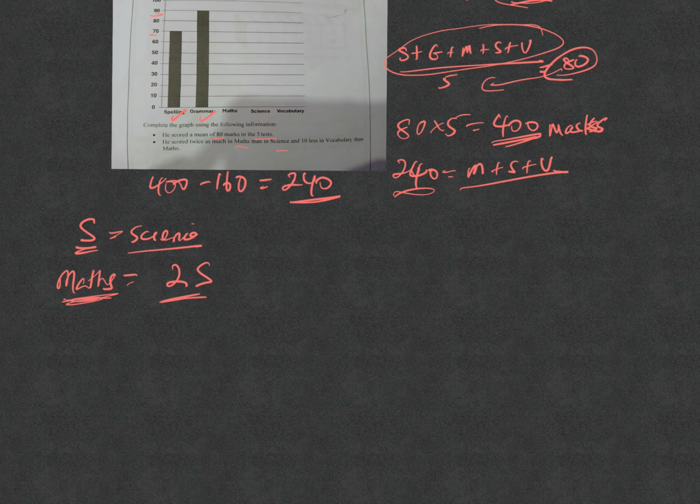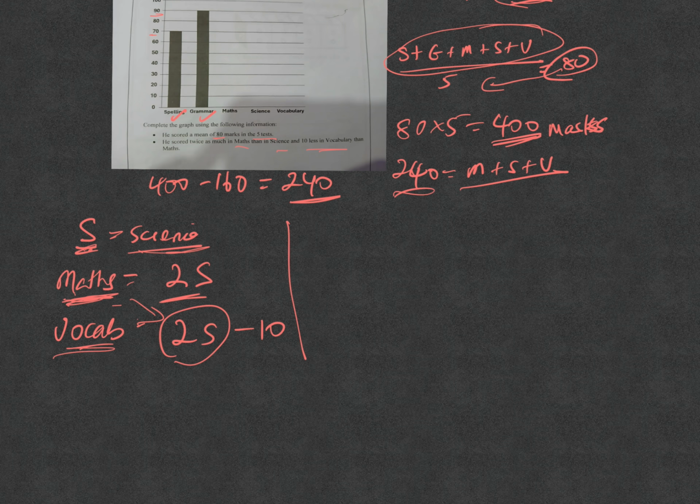So maths is already 2 multiplied by science, so therefore vocabulary would just be 2S minus 10. So you guys see what I did there. So science is S, maths, he scored twice as much in maths as in science, so maths would be the same amount as science by 2. And vocabulary, so 10 less in vocabulary than maths. So vocabulary would be 2S minus 10.